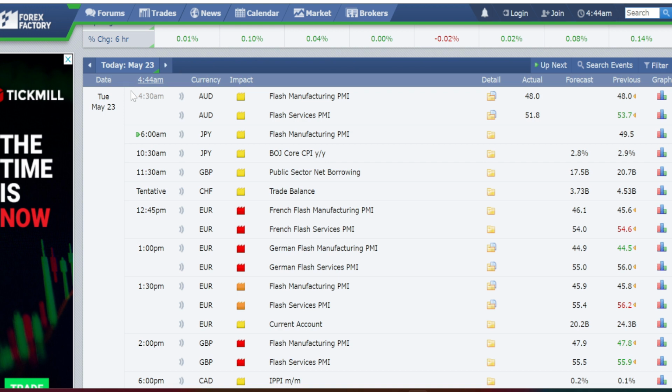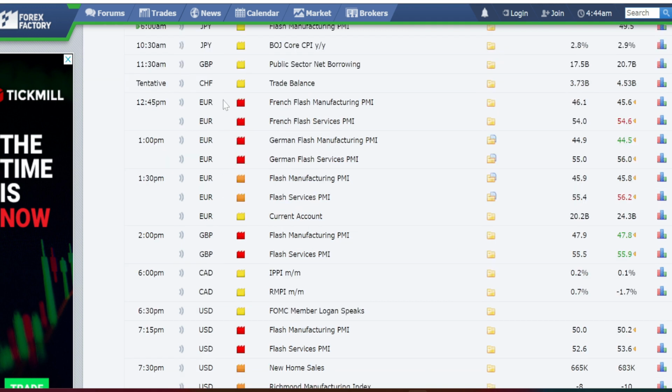So when we look at the economical events plan for today, Tuesday, May 23rd, we have several high impacting and medium impacting news planned for euro related currency pairs starting from 12:45 pm to 1:30 pm. So we can expect lots of volatility in euro related currency pairs during these hours. And at 2 pm we have high impact news planned for British pound related currency pairs.